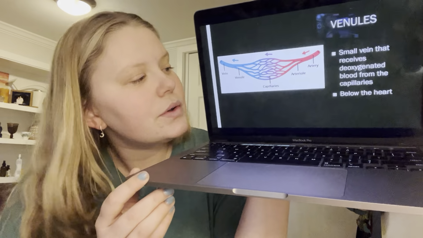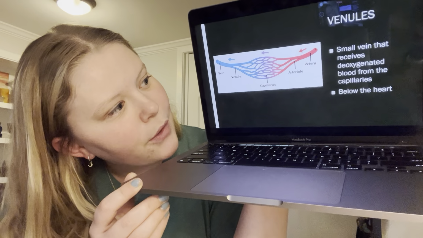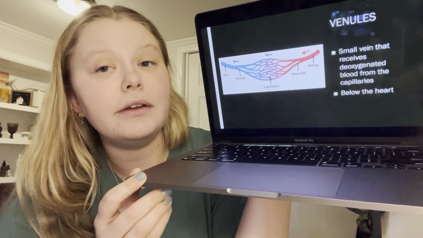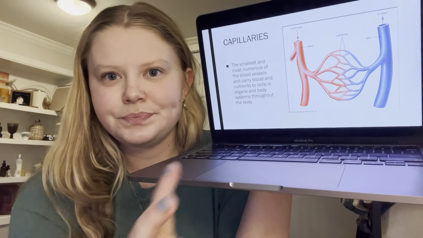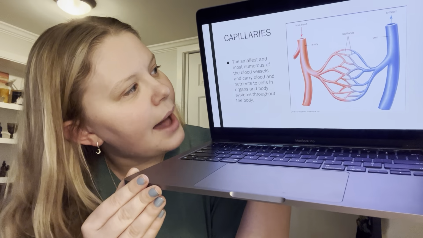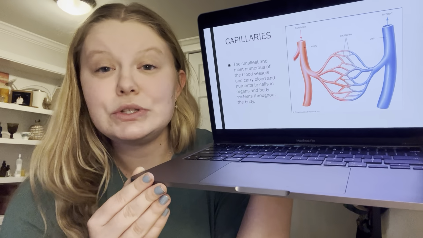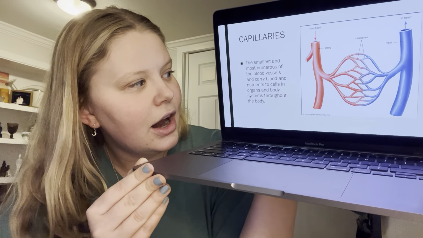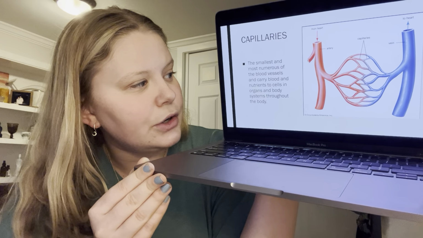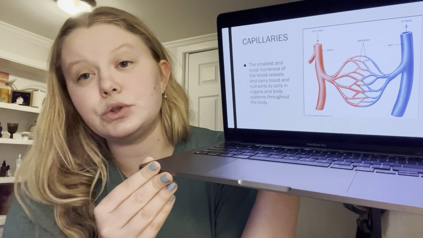Here we have venules, which is an even smaller thing. They're small veins that receive deoxygenated blood from the capillaries, and these are going to be below the heart. Here are the capillaries. They're the smallest but most numerous type of blood vessel, and their function is to carry blood and nutrients to the cells and organs throughout the body.